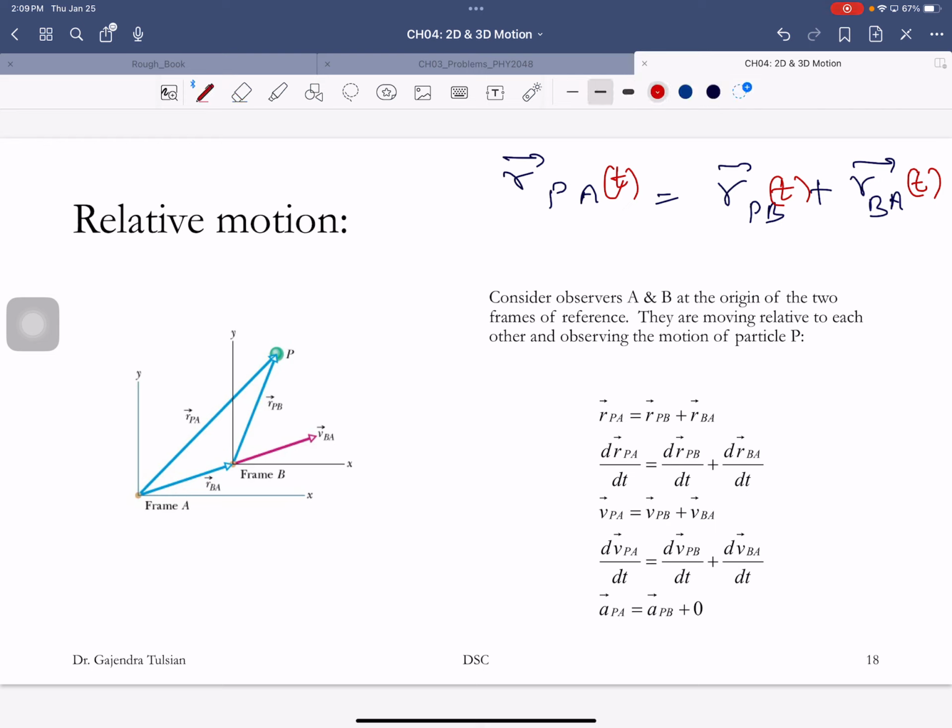You are great at taking derivatives, so just start taking derivatives. This would be the velocity in frame A. This would be the velocity in frame B, and this is the velocity of frame B with respect to A.